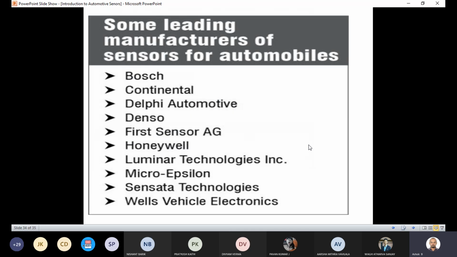Some of the leading manufacturers of automobile related sensors are Bosch, Continental, and Delphi. According to the requirement, the operating conditions, and the cost, the type and cost of the sensor will vary.